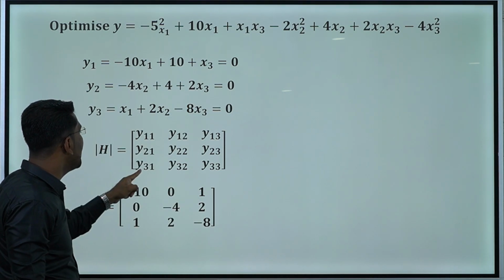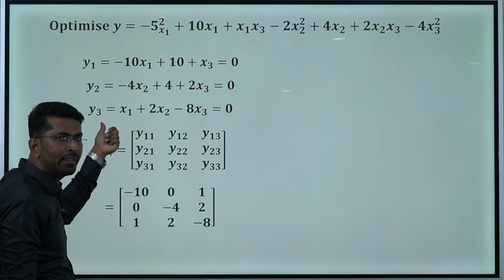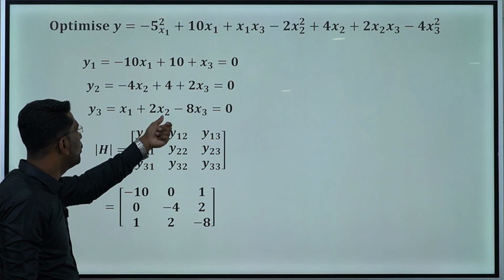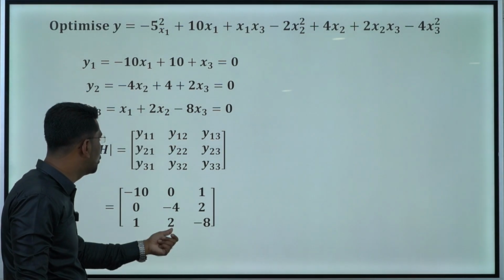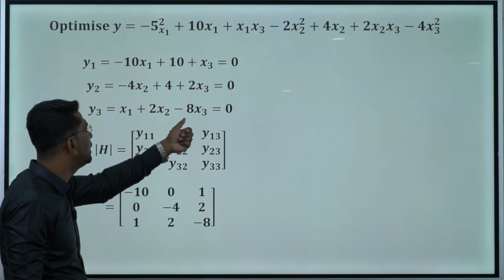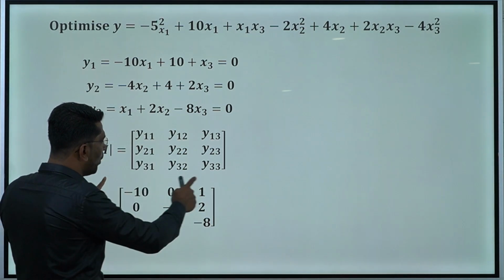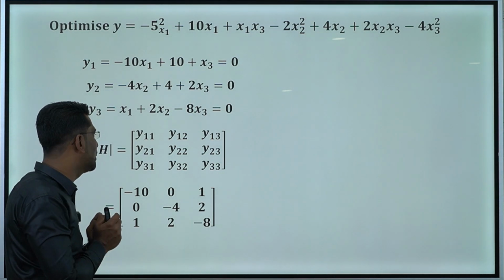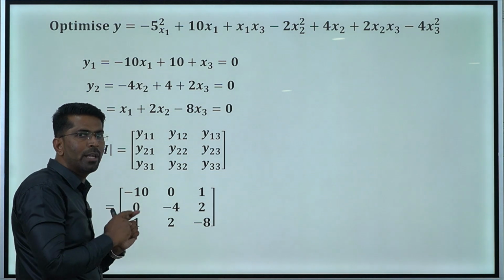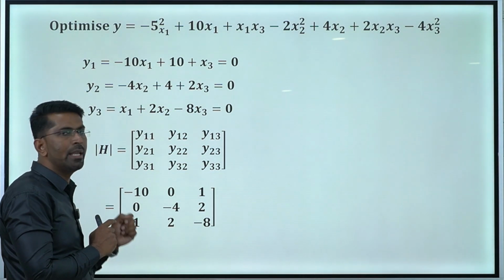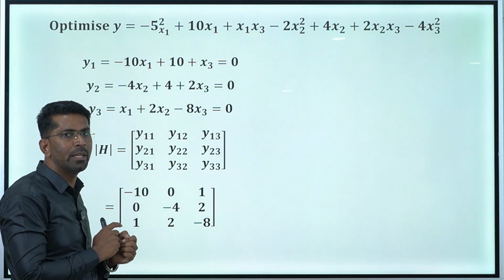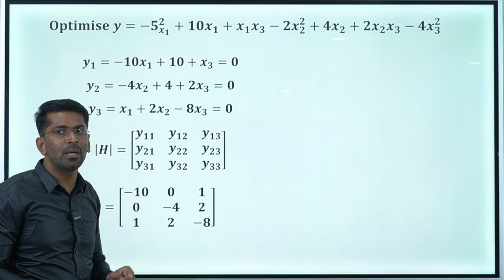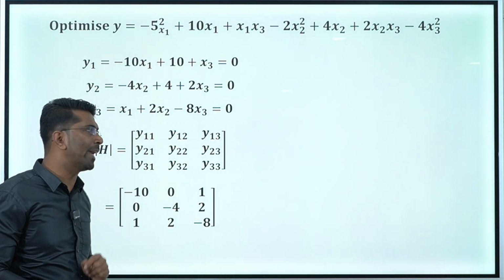Then y31, that means the partial derivative of y3 with respect to x1. The derivative of x1 is equal to 1. With respect to x2, the derivative of 2x2 is equal to 2. The derivative with respect to x3 is equal to minus 8. So we have a matrix which is generally known as the higher order Hessian matrix, because we are considering more than 2 independent variables. We have 3 independent variables, that's why we have a 3 by 3 matrix. So by using this matrix, we can now interpret whether the function is a minimum or maximum.